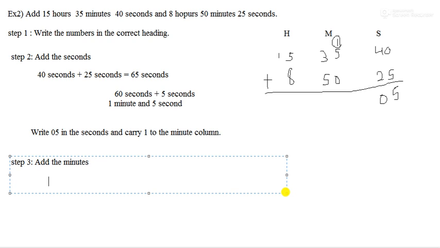Now the minutes are 35 minutes and 50 minutes. 35 minutes plus 50 minutes equals 35. Here 0 plus 5 is 5, and 5 plus 3 is 8. So it's 85 minutes.